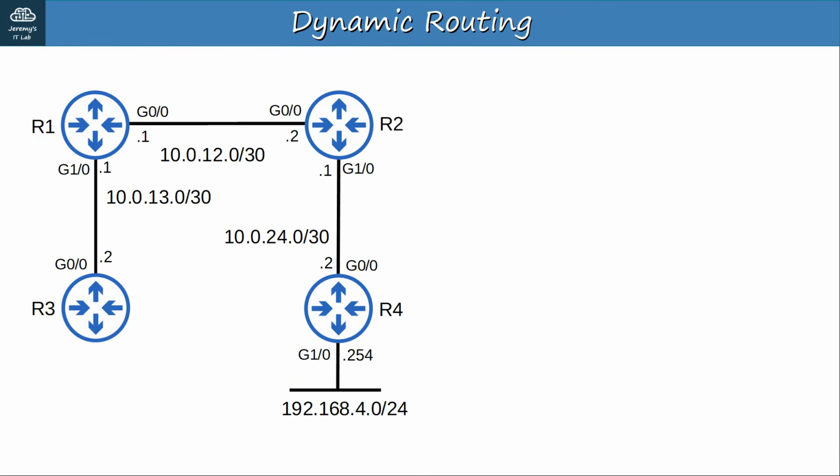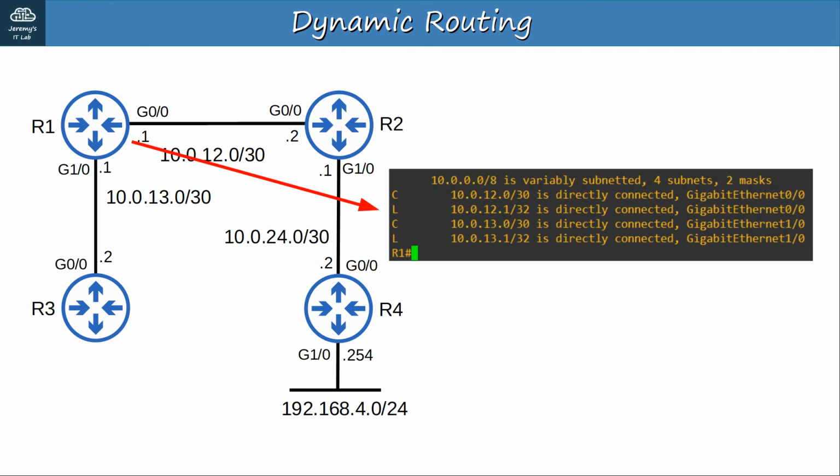Here is the network topology I'll use for the beginning of this demonstration. 4 routers, R1, R2, R3, and R4, and there is a LAN connected to R4, 192.168.4.0/24. We'll be focusing mostly on R1's perspective for now. Without configuring any static routes or dynamic routing protocol, R1's routing table looks like this, just connected and local routes, which were automatically added when IP addresses were configured on its interfaces.